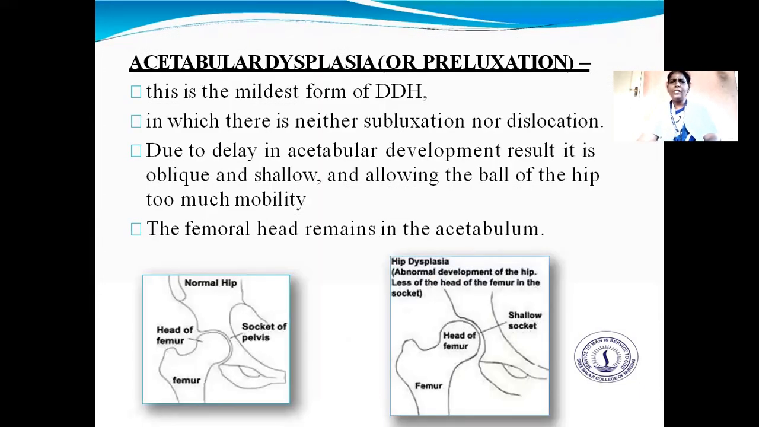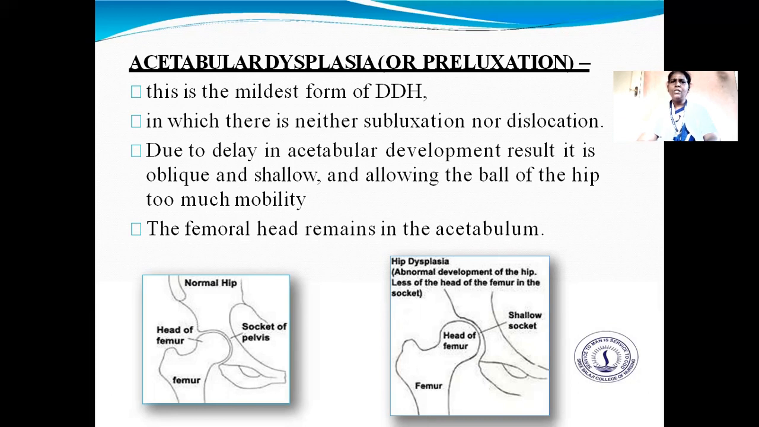First, acetabular dysplasia, otherwise called pre-luxation. This is the mildest form of developmental dysplasia of hip, in which there is neither subluxation nor dislocation. Due to delay in acetabular development, the acetabulum is oblique and shallow, allowing the ball of the hip too much mobility. The femoral head remains in the acetabulum.